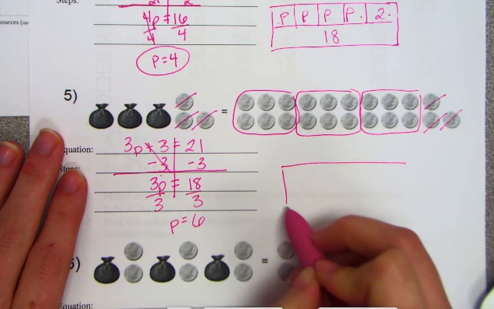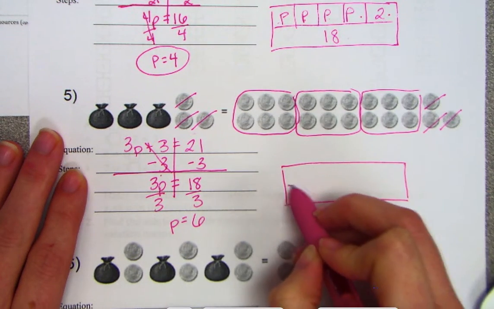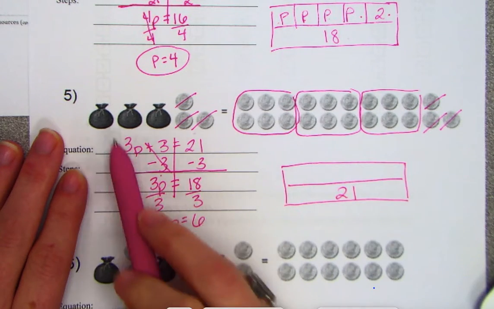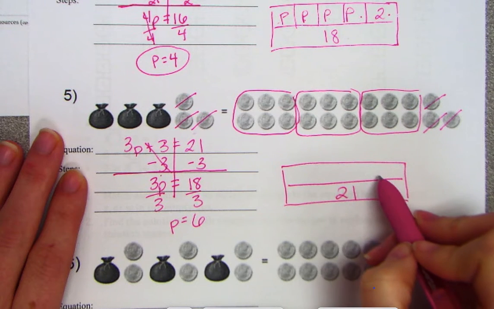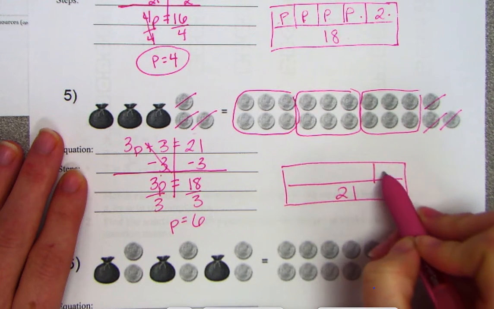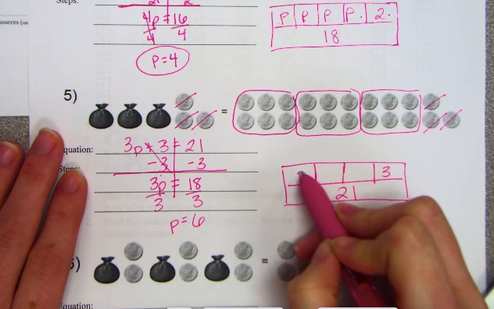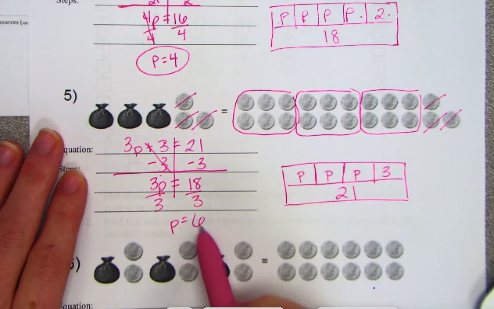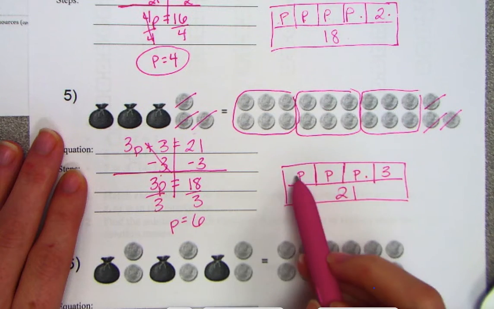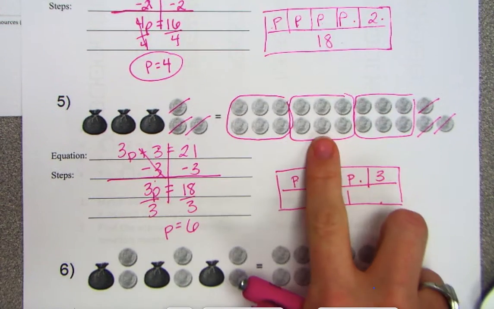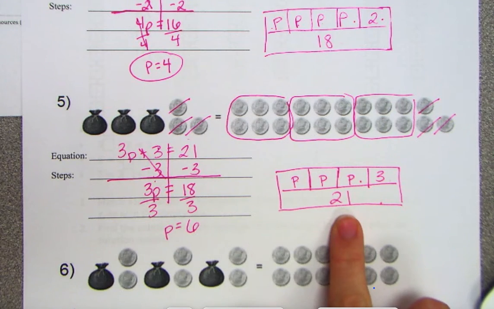Let's do the tape diagram model. Remember, put your total on the bottom, 21 coins. I've got 3 pouches plus 3 more coins. So 3 and our pouches. And if we were to put that 6 in place of those P's, it would all add up to 21. Okay, so that is coins and pouches and a tape diagram model.